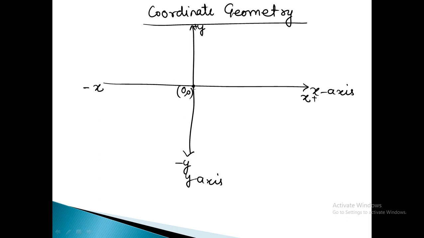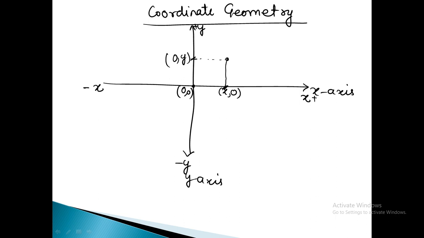Now, when x is 0 and y is any number, the point will be represented here as (0, y). If x is any number and y is 0, then we will take the point here.